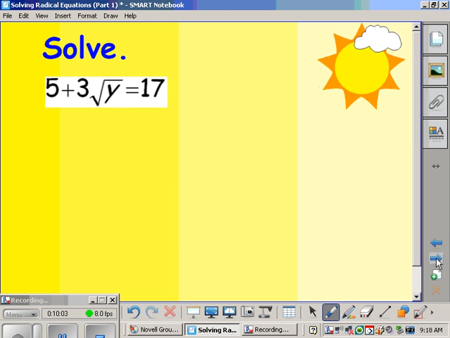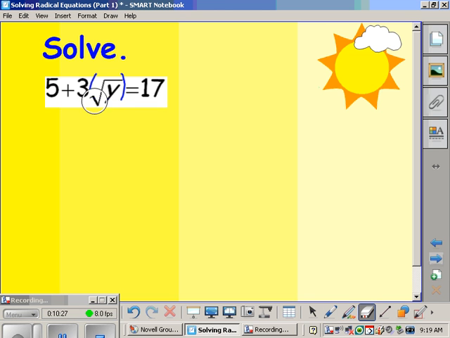Okay, let's take a look at one more. Now this one is a little more confusing because of the location of the radical. We have both a 5 and a 3 outside the radical, which you cannot add together because 3 is actually part of radical y. And because it's not a like term with a 5, because in order to be like terms they have to have matching radicals, you cannot add the 5 and 3 together.